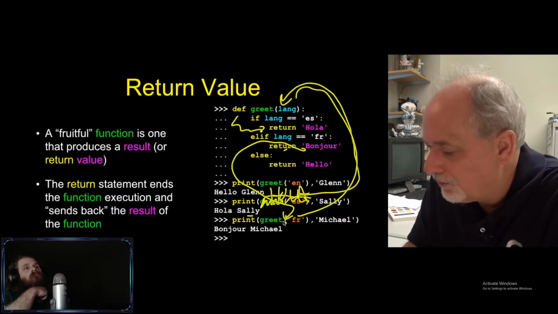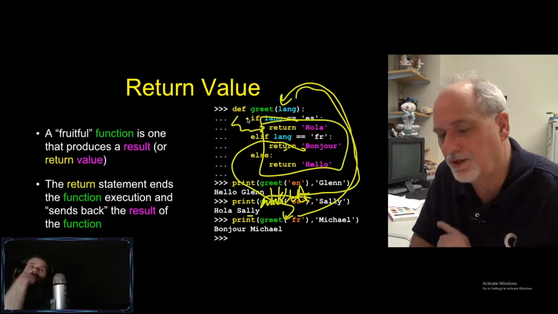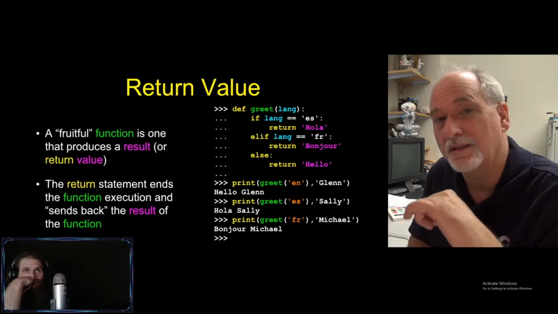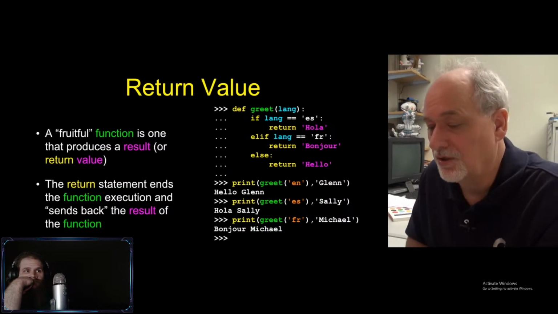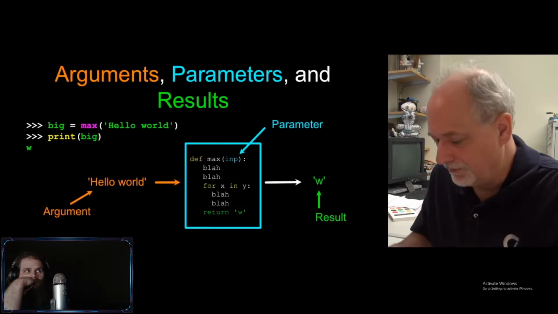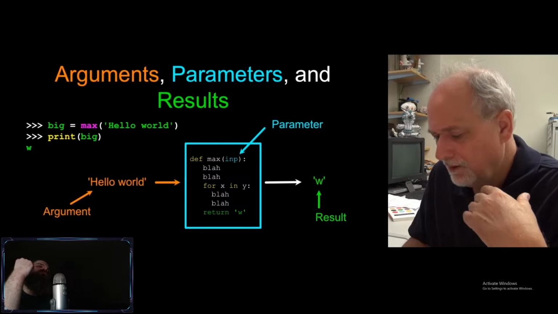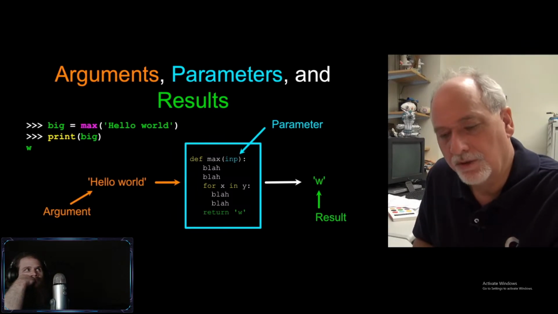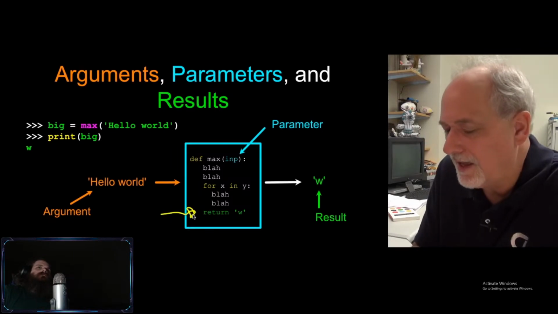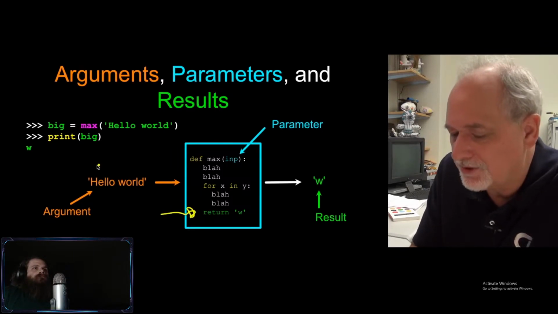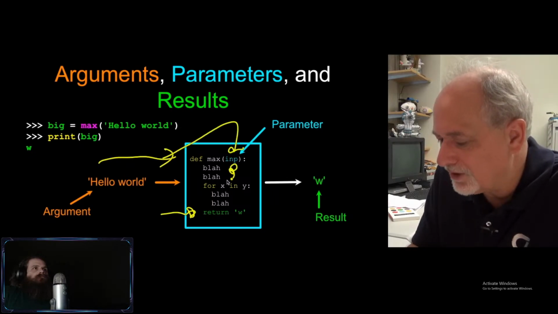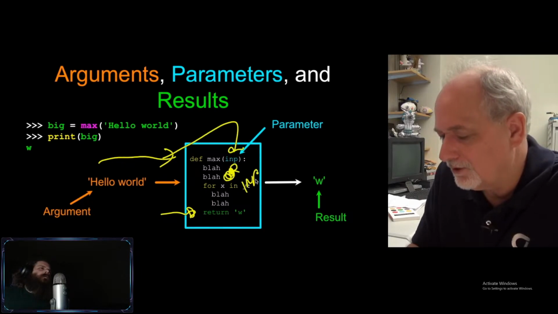So you see how we can control, as we're writing the function, what residual value we want to see in whatever expression is calling us. Sometimes we have returns and sometimes we don't. If you think of the max code that we talked about before, we can see that somewhere inside that max code there's a return, and that's how it communicates the w back to us. So we pass in as argument hello world. It comes in as a parameter, and it's going to loop through this somewhere.